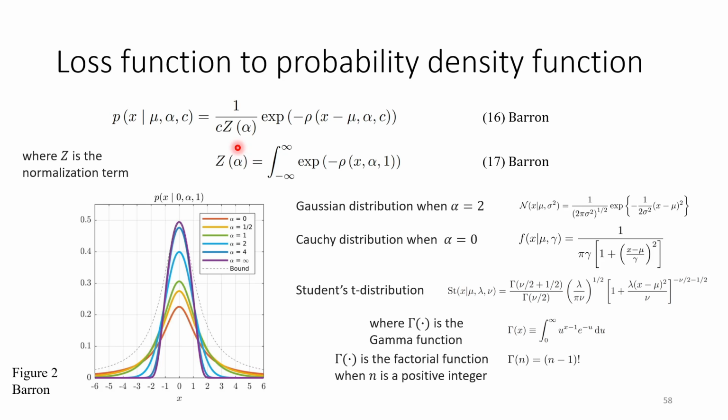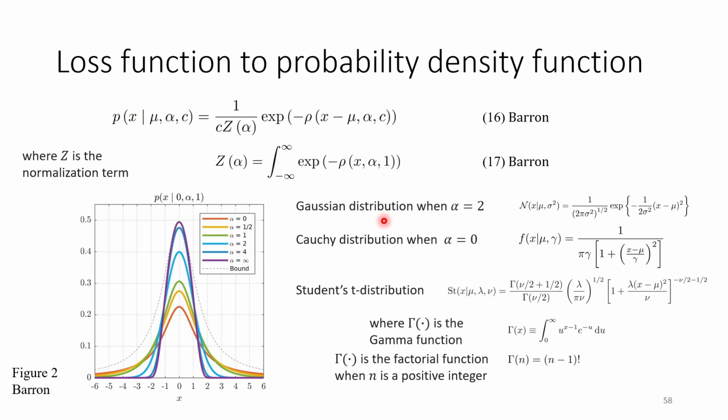This is the definition of the probability distribution. Therefore, here we see alpha equals 0, 1, 2, and infinity. They are certain named probability distributions. And if we draw their results, then you will see this figure. So there's a red, yellow, green, blue, and purple line here.